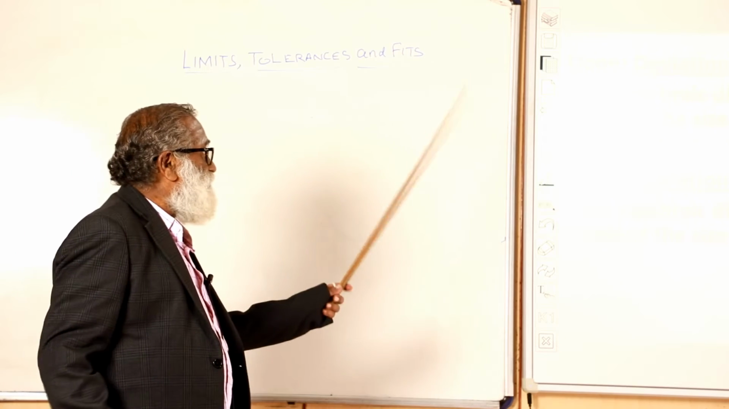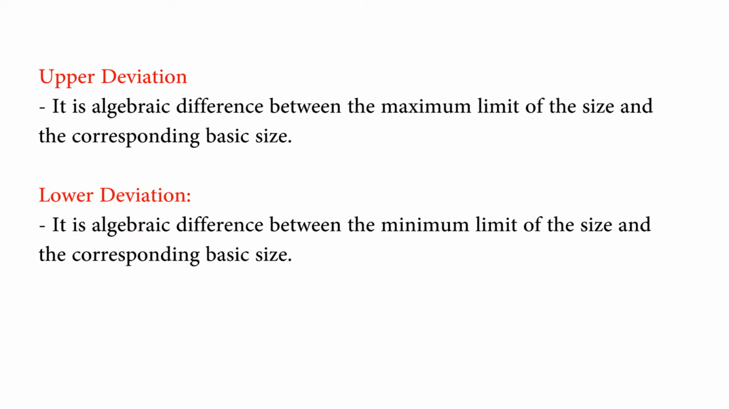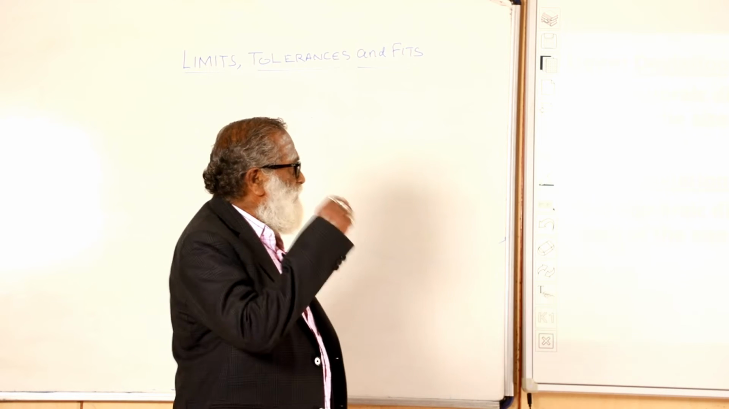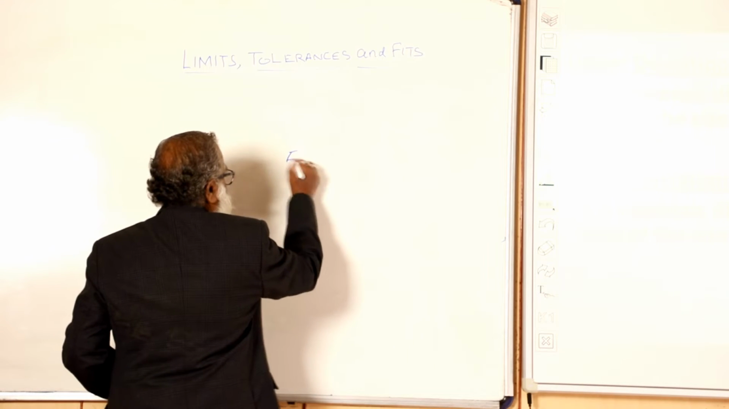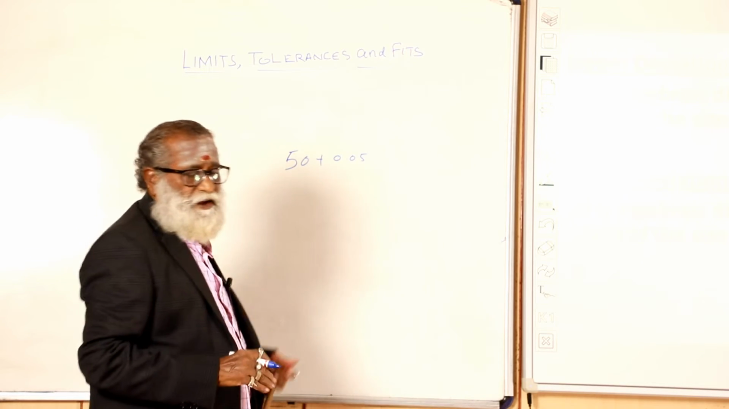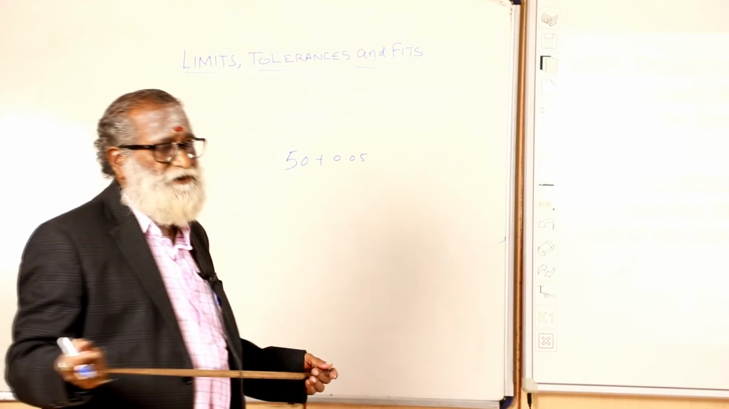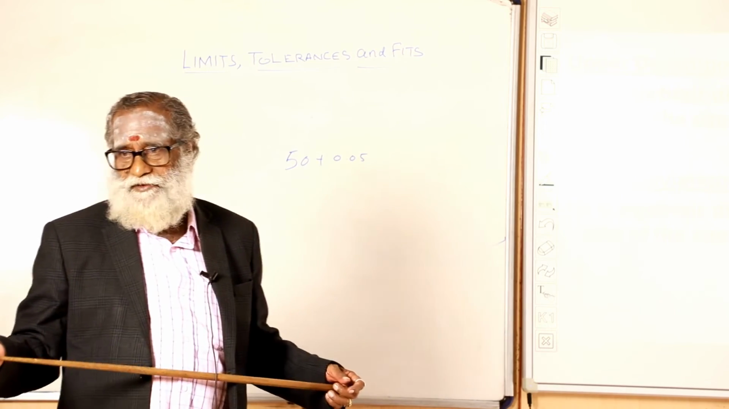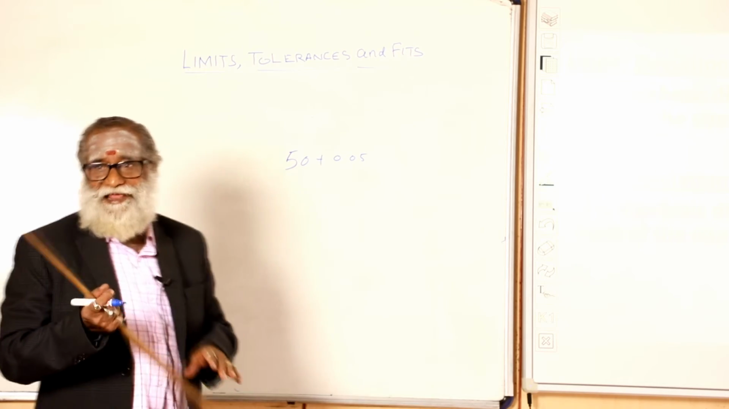Now, you can see the upper deviation: it is the deviation above the basic size. It is the algebraic difference between the maximum limit of size and the corresponding basic size. Suppose the dimension given is 50 plus 0.05. Always on the mechanical side, dimensions are in mm, unless otherwise mentioned as cm or something else. So, do not worry whether the dimension is in centimeters or millimeters, it is always in mm only.